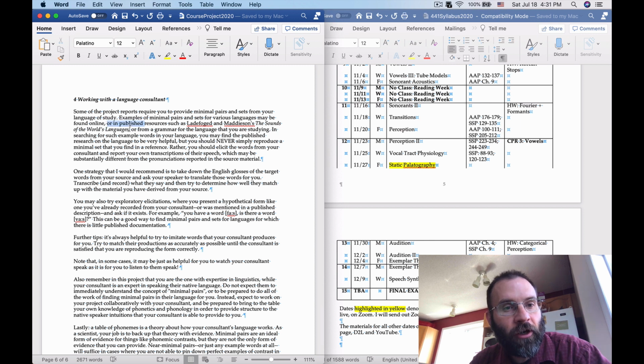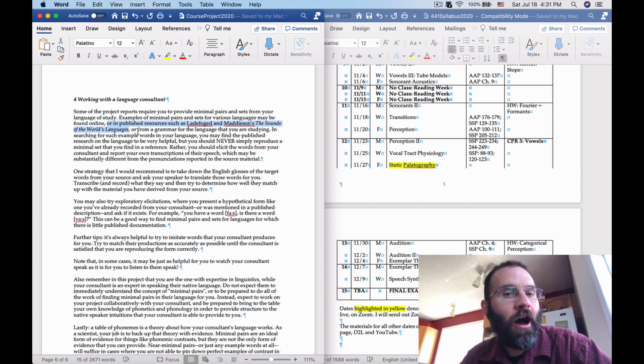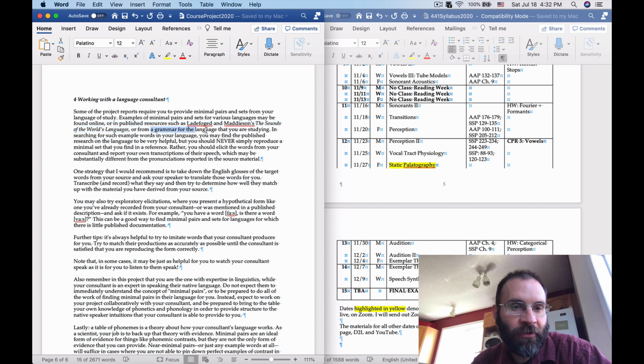You can look through other published resources such as Ladefoged and Maddieson's The Sounds of the World's Languages, which talks about languages which are more obscure than Italian, or from a grammar for the language that you are studying. And you can find these grammars in the library as well, right? In searching for such example words in your language, you may find the published research on the language to be very helpful, but you should never just reproduce a minimal set that you find in a reference.